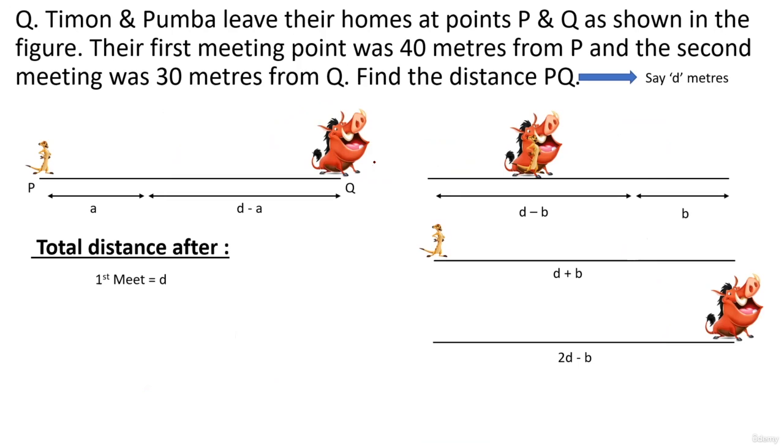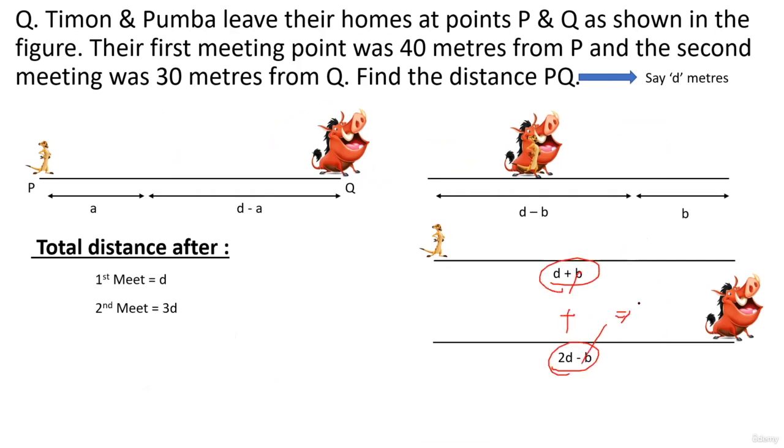The total distance after the first meet, देखो first meet में क्या हुआ? Timon covered A, Pumbaa covered D minus A. Okay, the combined distance was D units, right? Okay, the second meet, in the second meet, Timon has covered D plus B, Pumbaa has covered 2D minus B. The total distance they travel is what?